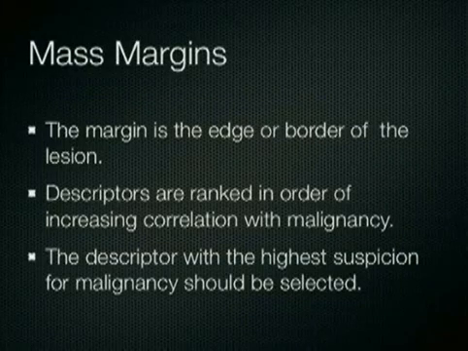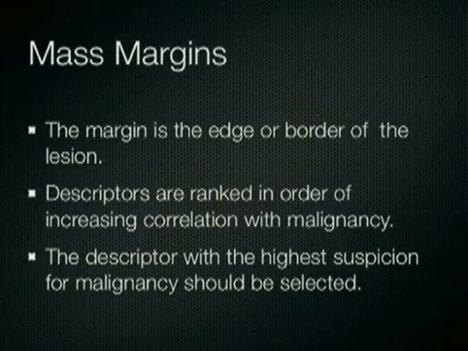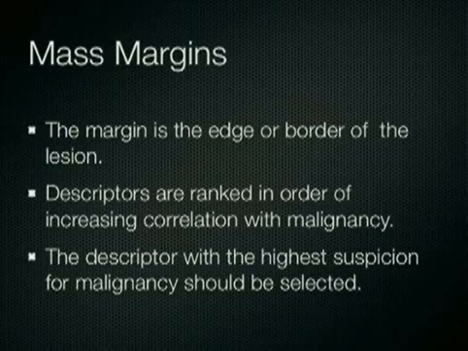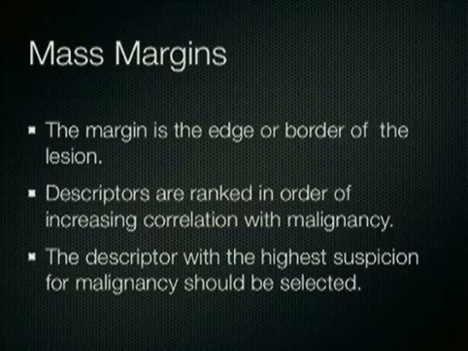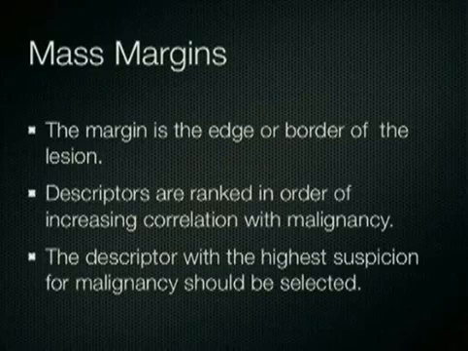The next feature to be described is the margin of the mass. This is the edge or border of the lesion. A number of descriptions may be used to describe mass margins, and these are generally ranked in the order of increasing correlation with malignancy. Often lesions will have several margin characteristics, in which case the descriptor with the highest suspicion for malignancy should be selected.